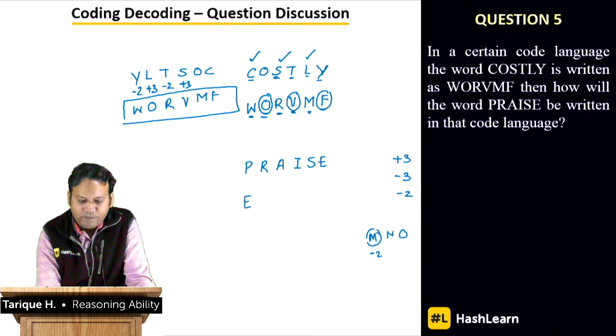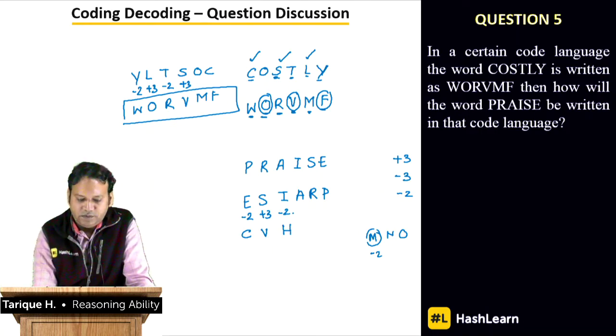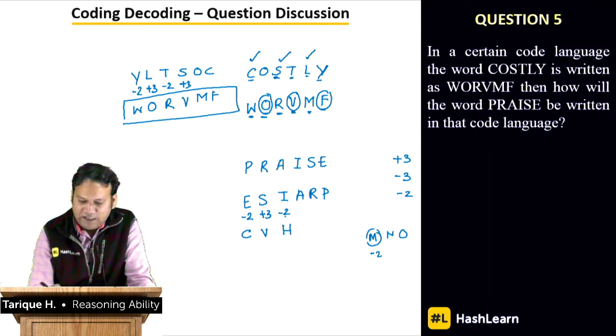ESIARP. So we get here the reverse of the word praise, and we do minus 2 here, we get C, and plus 3 we do here STU, TUV, and again minus 2, H. Actually here G, minus 2 should be G here. Let's correct this part.